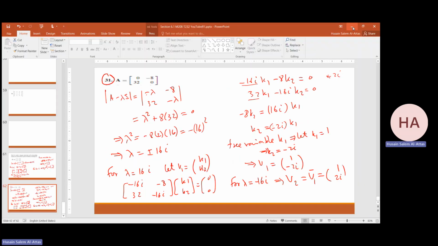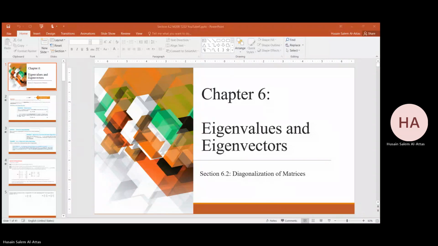Now let me continue with 6.2. Let me do 6.2 now. Yeah, it's recording everything.